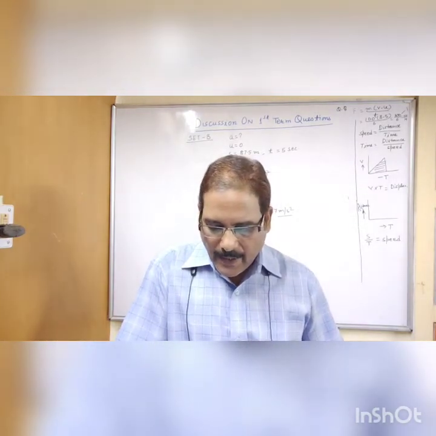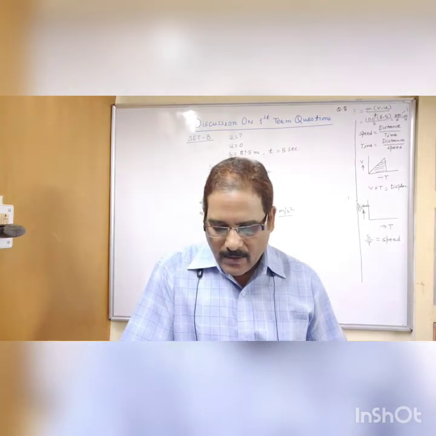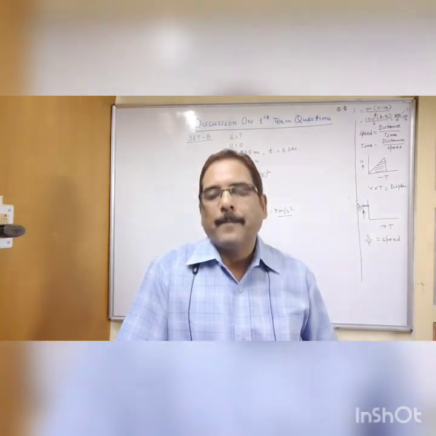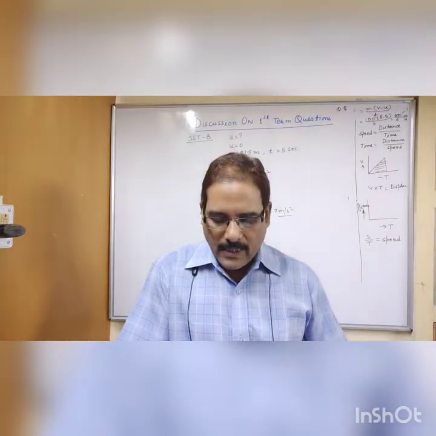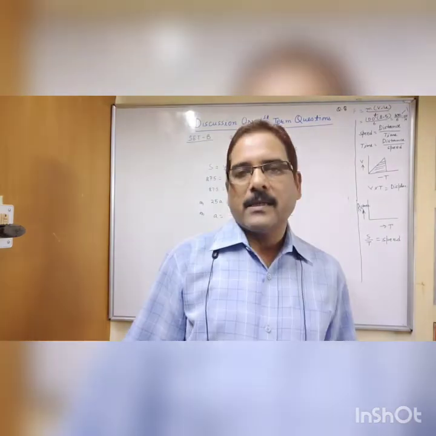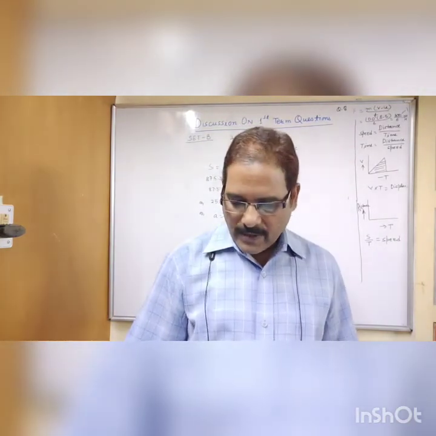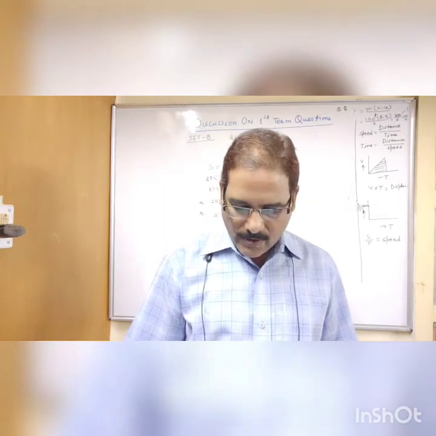Now, the second part, define momentum and write its unit. So, momentum is a product of mass and velocity directly, and its SI unit is kg meter per second. Very straightforward question, simple question.